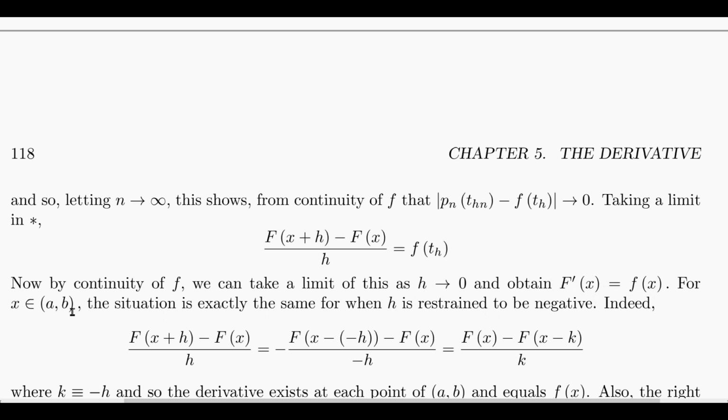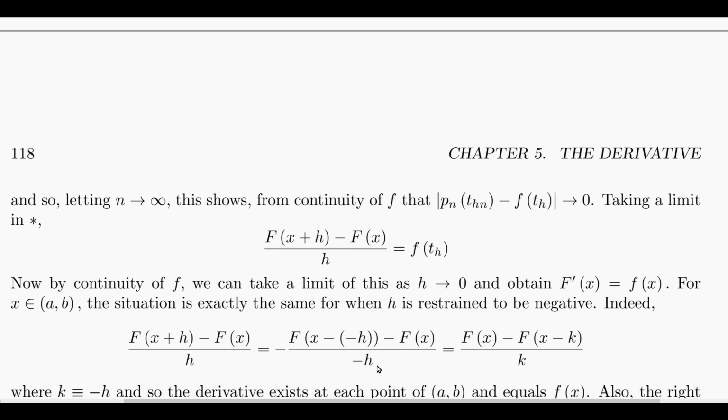Now if you look at x in the open interval, you could also ask for a derivative from the left. This is giving me a right derivative, a derivative from the right. The situation's exactly the same, except you let h go to 0 through negative values. So now I'll just massage this expression. I get this is equal to this.